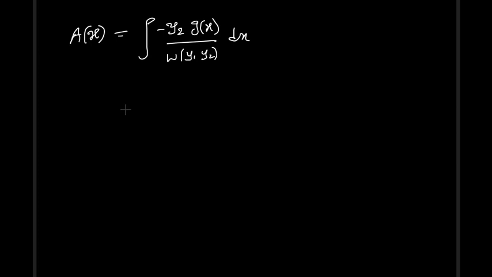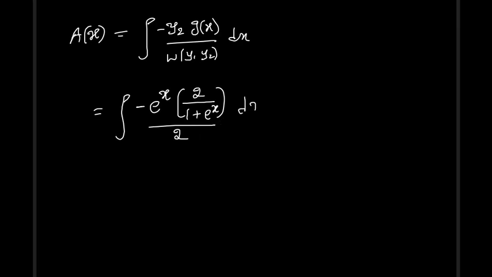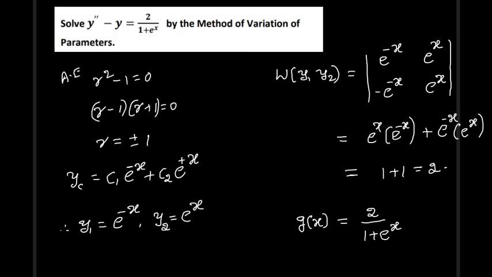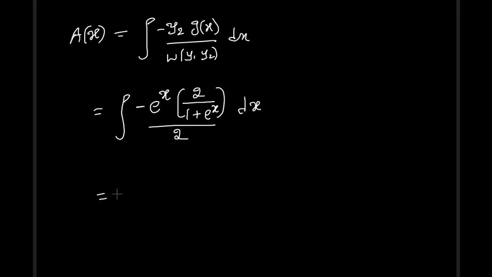So let's find a of x now. So a of x is nothing but integral of minus y2 into g of x over Wronskian of y1, y2 into dx. So that is integral of minus y2, which means e power x here, and g of x is 2 over 1 plus e power x, whole divided by 2 into dx, because the Wronskian is 2. So I hope I can rewrite it like this. 1 by 2, I'll take it out.